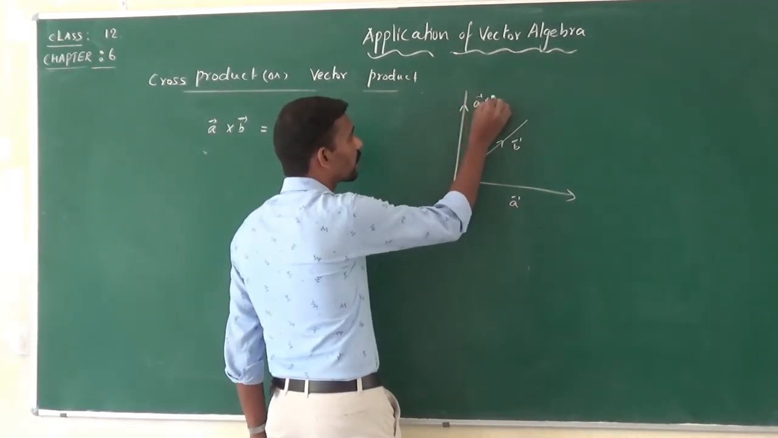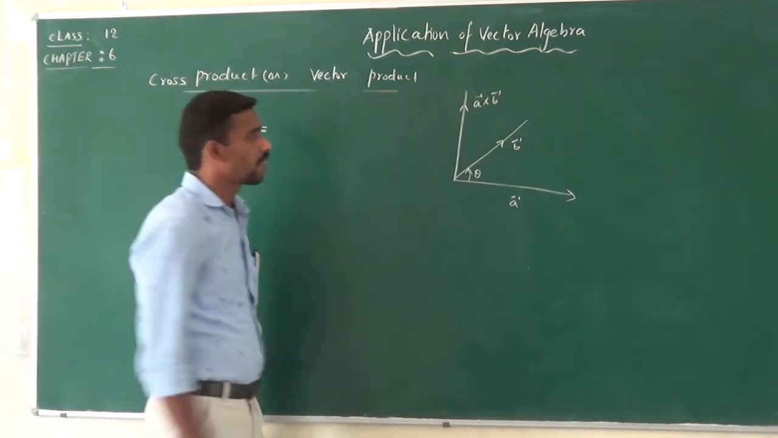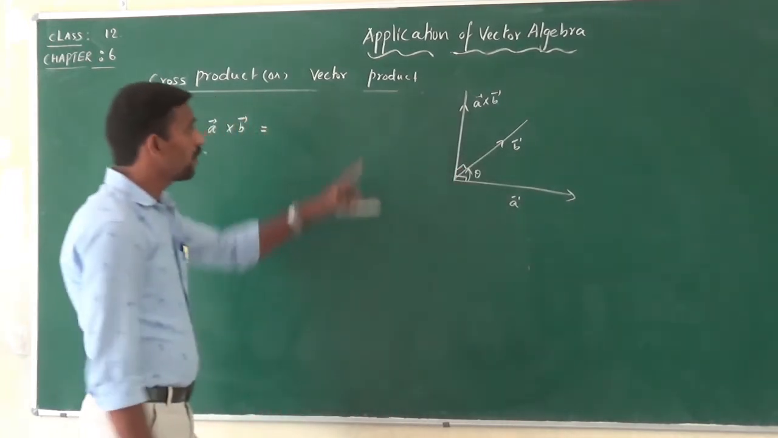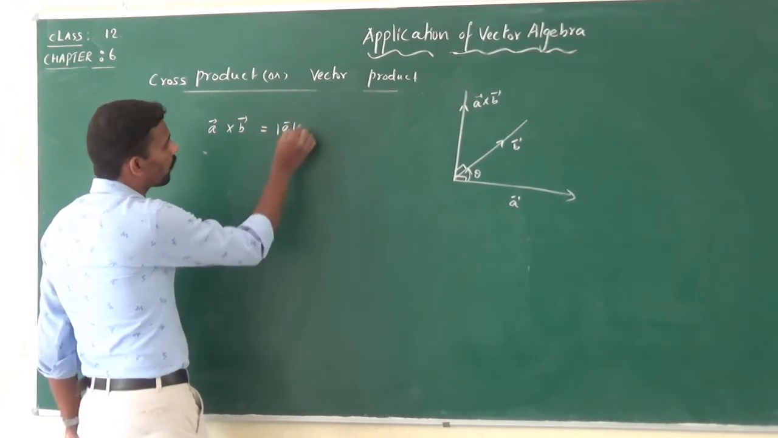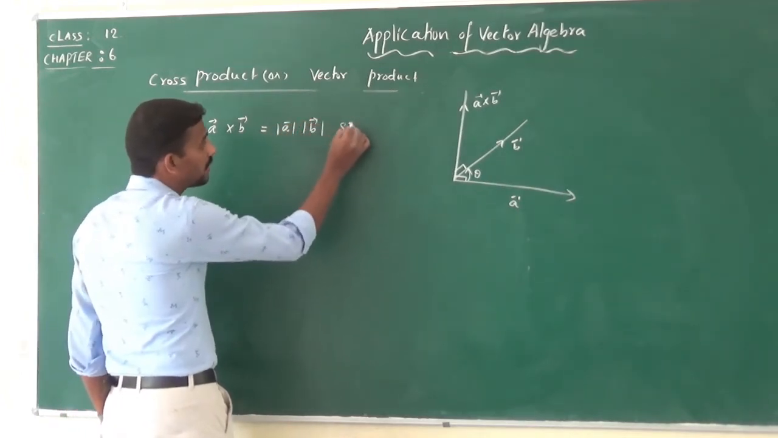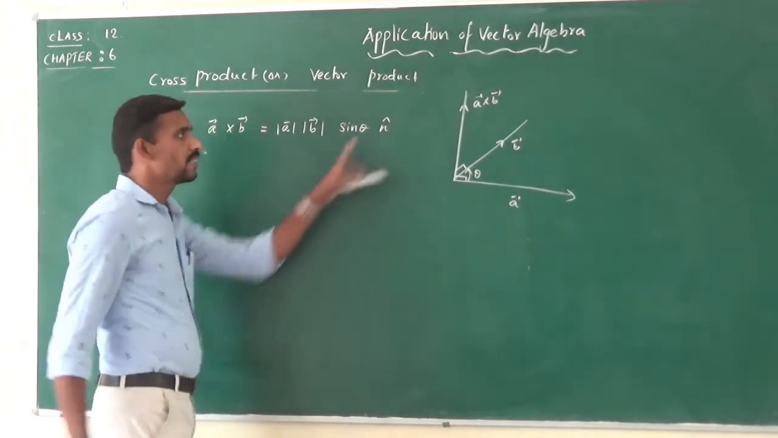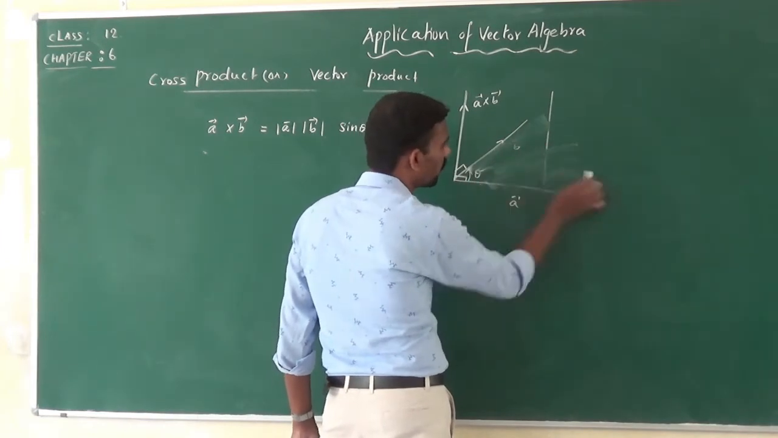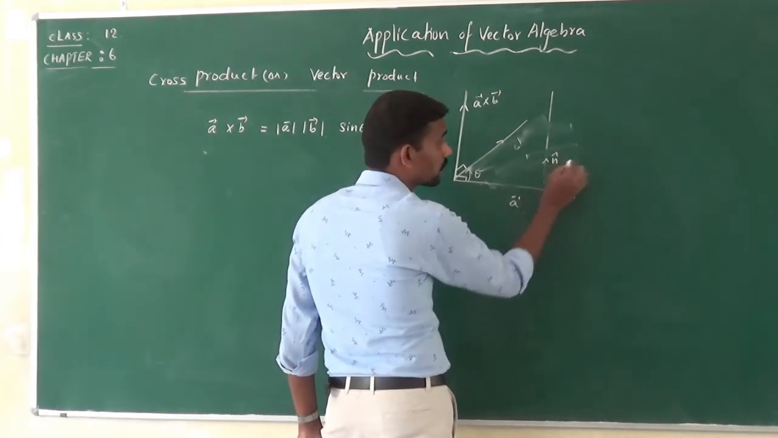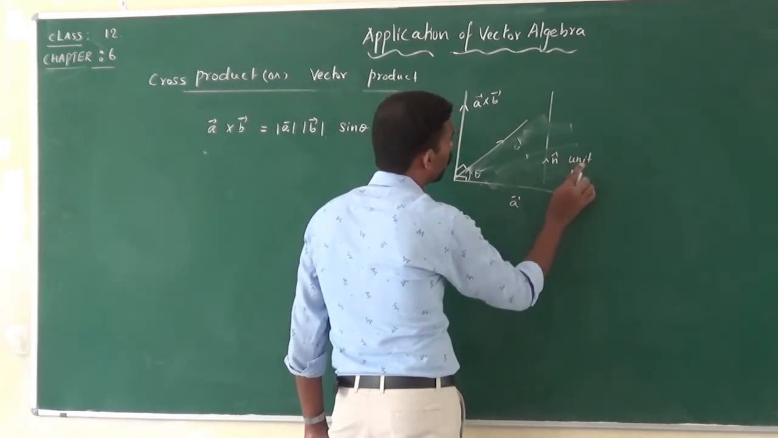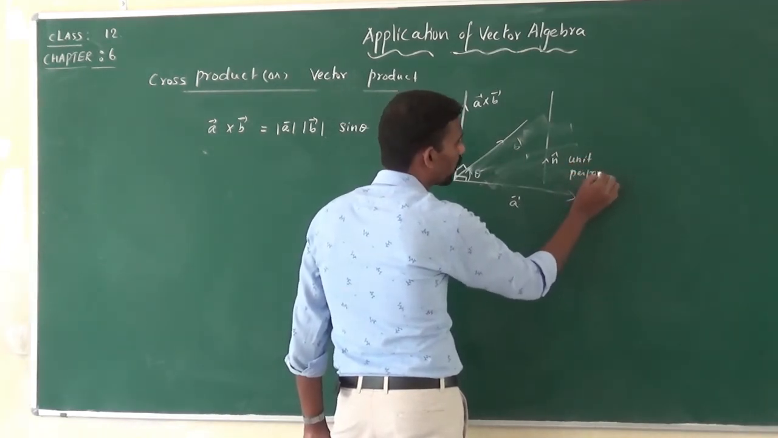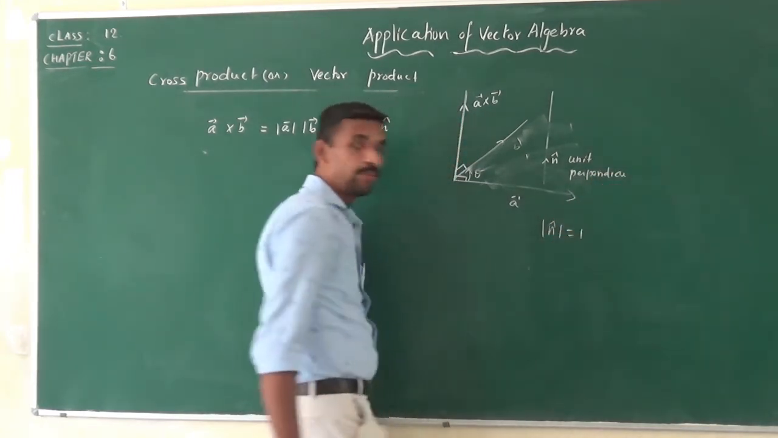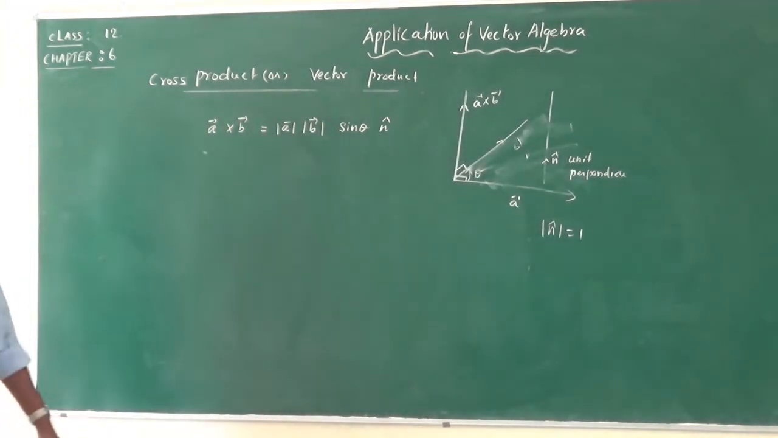Now we want to find the vector, which is A vector cross B vector. It is perpendicular to A vector as well as perpendicular to B vector. So A vector cross B vector is magnitude of A vector into magnitude of B vector into sin theta into n cap. What is n cap? N cap is perpendicular to the plane surface. This is nothing but the unit perpendicular vector. What do we mean by unit? Its magnitude will be 1.